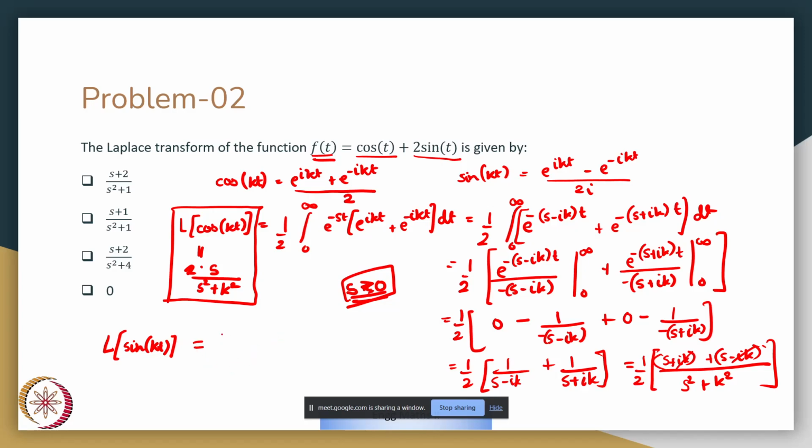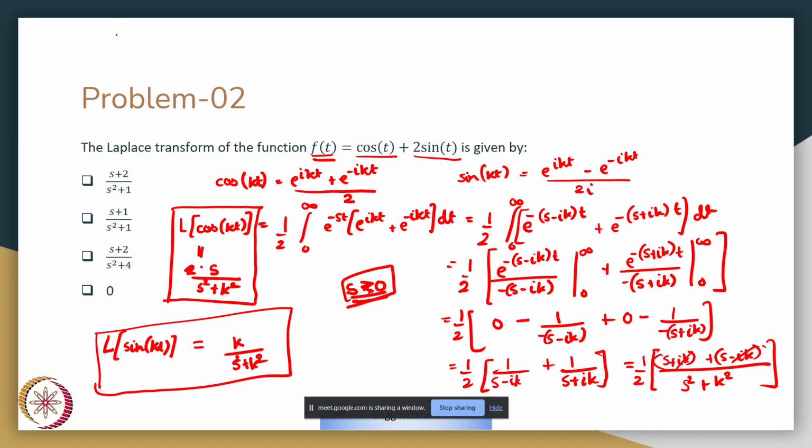convergence, and thus our Laplace transform for sine of kt would end up looking like k upon s square plus k square. These are both important formulas when it comes to calculating the Laplace transform for general sine and cosine trigonometric functions.